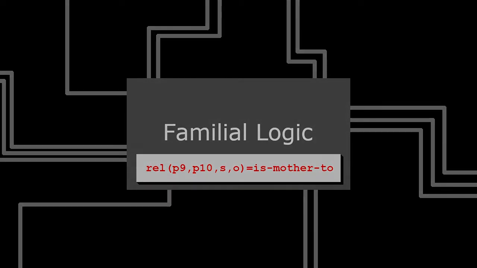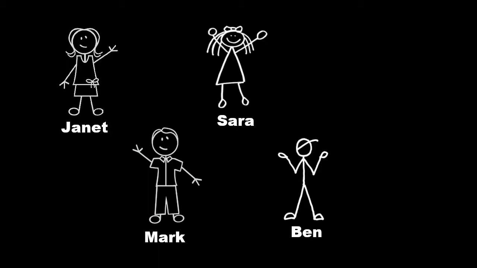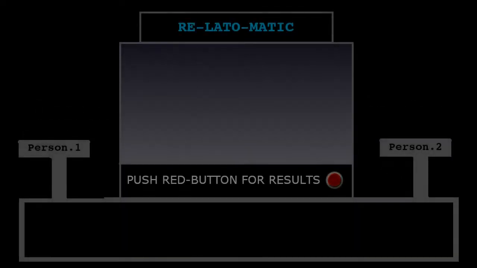We'll show you the machine in a moment, but first, let's meet the Stickletons, a well-rounded family with excellent language habits. Today we have with us Janet, Mark, Sara, Ben, Frank. The Stickletons have agreed to hide their familial relations so that we can demonstrate the efficacy of our familial logic. The machine we talked about earlier is called the Relatomatic.